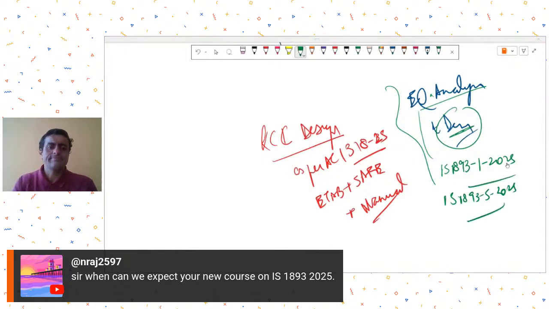Okay. I was just waiting that maybe if they launch the 13920 also together, we will be able to cover both the EQ calculation, analysis, and design aspects. So I was hoping that the IS 13920 also gets revised and we will be able to do an integrated thing. Have they given any timeline for the revised 13920?